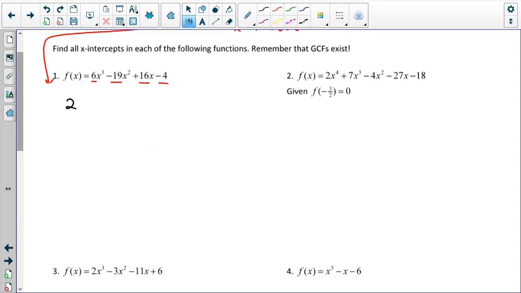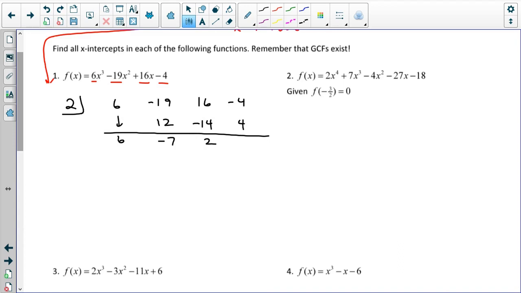So I know that 2 is a root that works. 6, negative 19, 16, and negative 4. So I'm going to put the 6 down here. 6 times 2 is 12. Then I add, negative 7. Negative 7 times 2 is negative 14. Then I add 16 plus negative 14 is 2. 2 times 2 is 4. Negative 4 plus 4 is 0. Anytime I have a remainder 0, that's good.